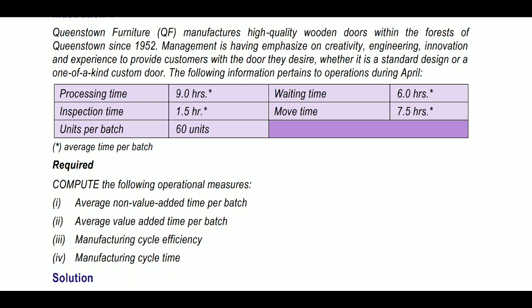Next, manufacturing cycle time. Manufacturing cycle time means total production time divided by units per batch, 60 units. So 24 hours divided by 60, we will get the manufacturing cycle time of 0.4 hours per unit.